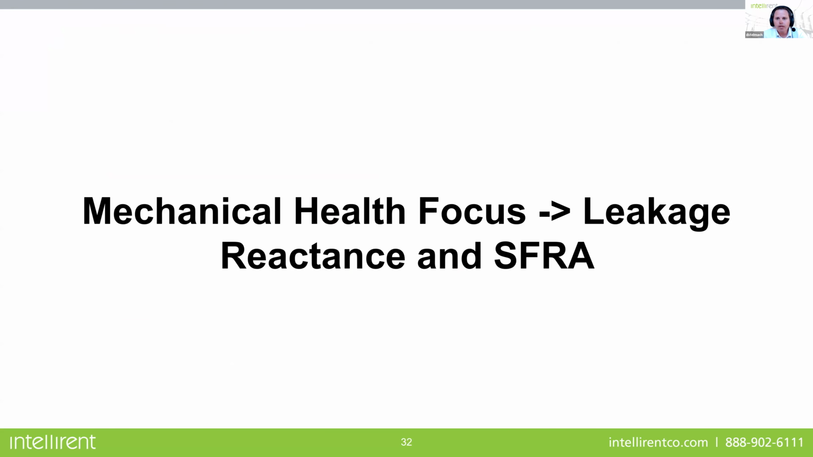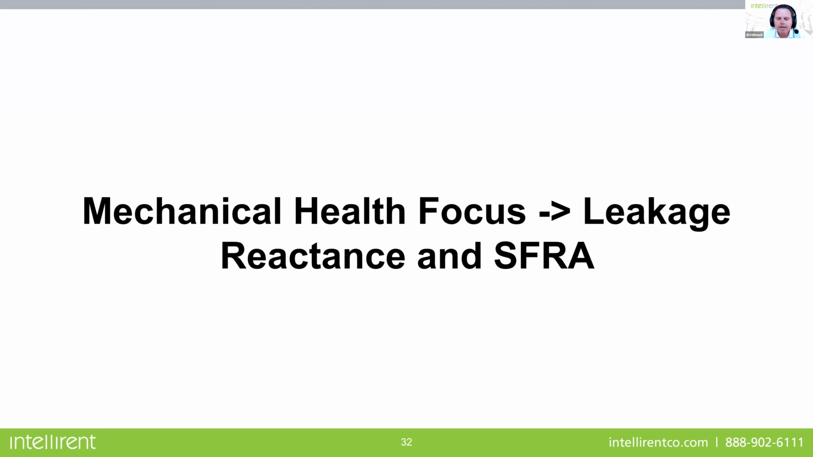So now I want to move on to mechanical health. So we looked at connections, we looked at insulation, we looked at the magnetic circuit. But now let's look at mechanical health of a transformer and the two big tests to see if something moved in a transformer. You still have capacitance, don't get me wrong, but leakage reactance and SFRA.